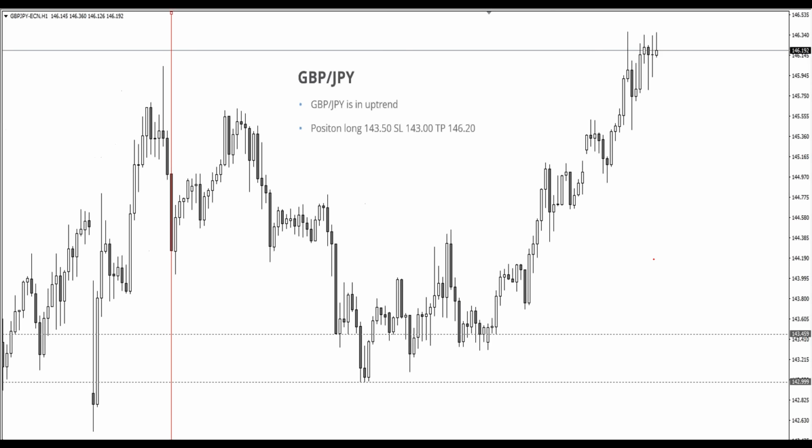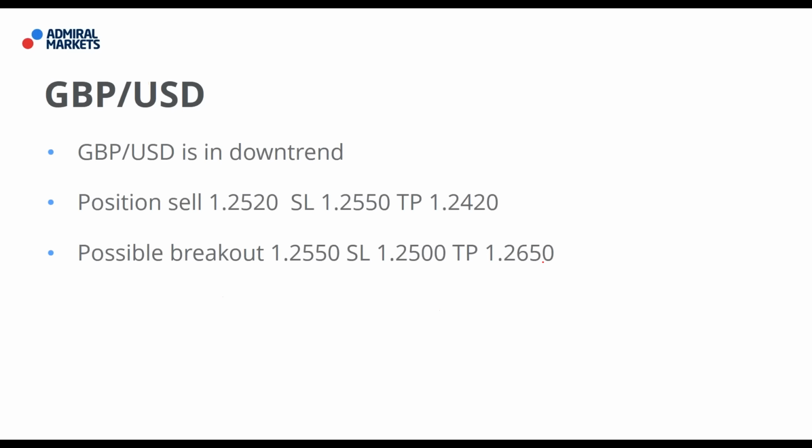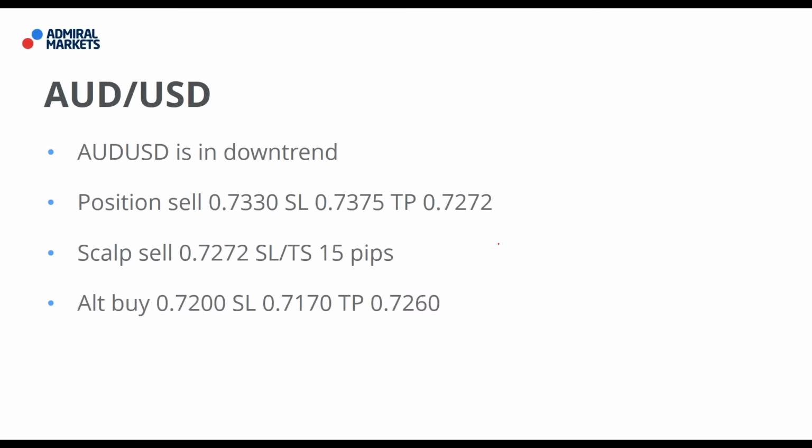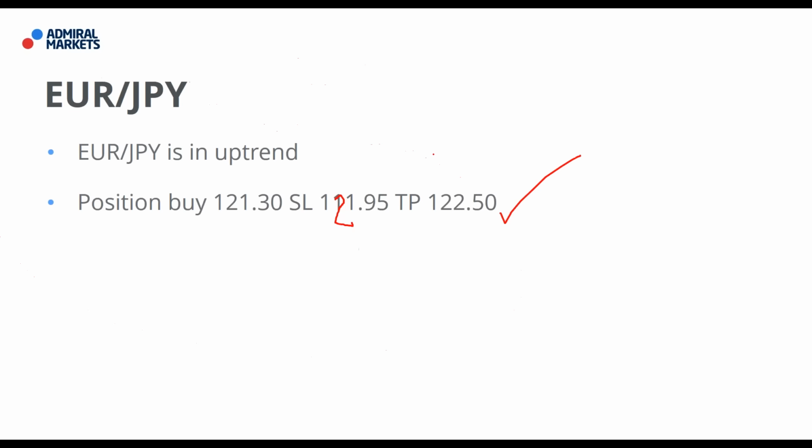So the slides are here. Euro dollar, pound dollar, Australian dollar, dollar yen, and euro yen. 121 typo.